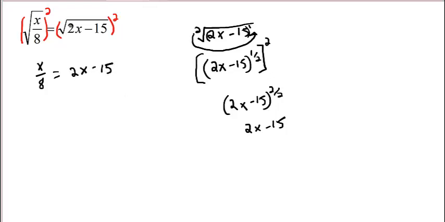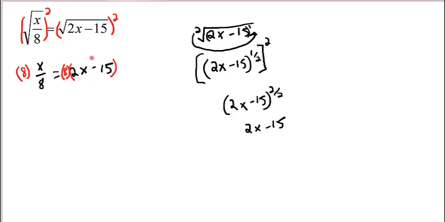And you could do the same type of thing if you were taking the cube root of both the left side and the right side. So now let's solve this. We want to get rid of this 8 in the denominator, so let's multiply the left side by 8, and then let's multiply the right side by 8 as well.